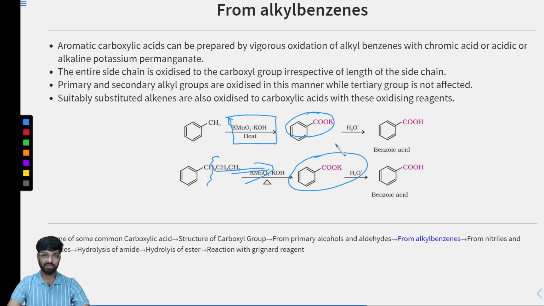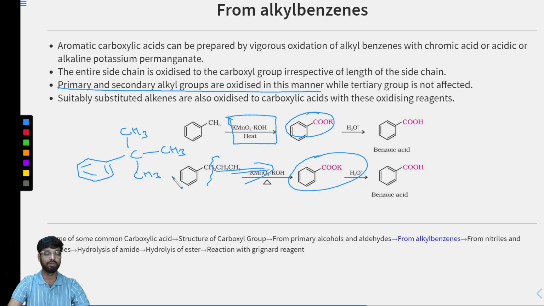What is this reaction peculiar about? It is that primary and secondary alkyl groups are oxidized in this manner. You cannot do this with a tertiary alkyl group. Suppose the substrate looks like this. Then this would not be oxidized to a carboxylic acid. Only secondary and primary, two types of alkyl groups, can be converted into carboxylic acid.